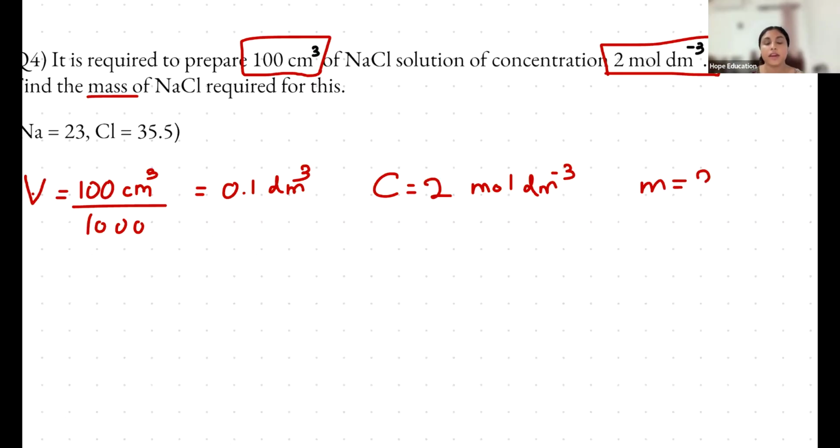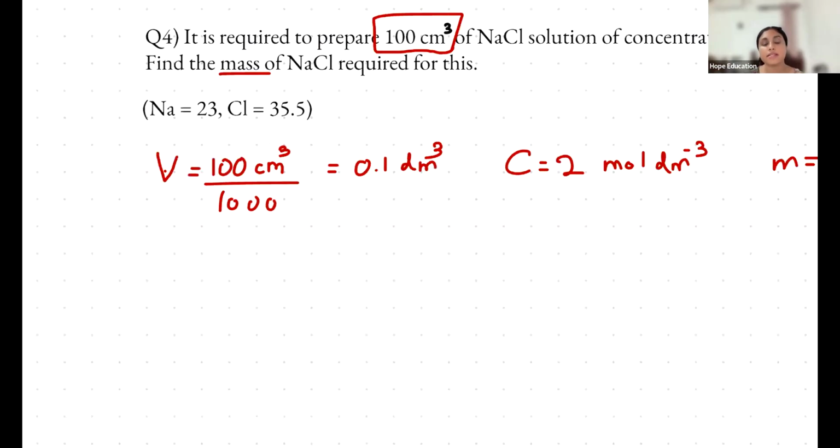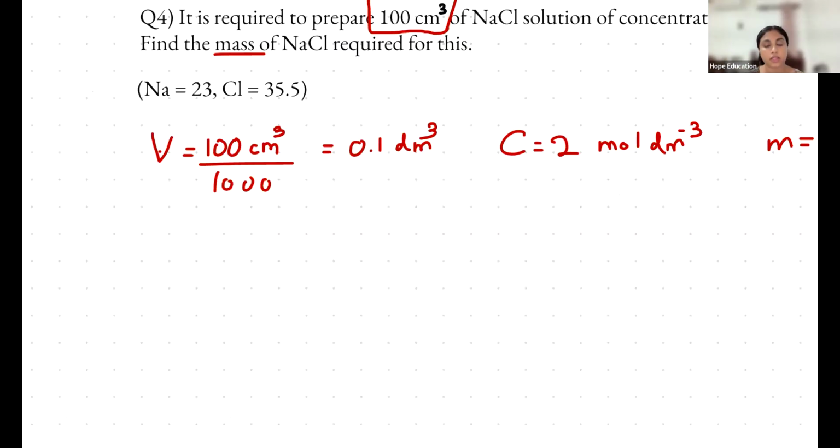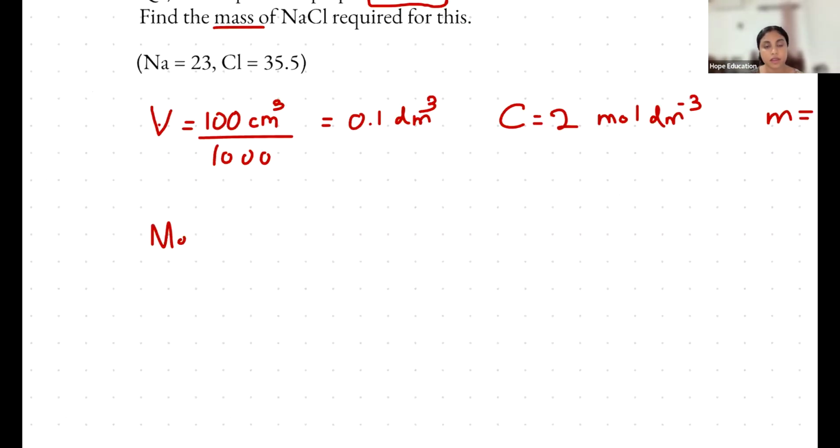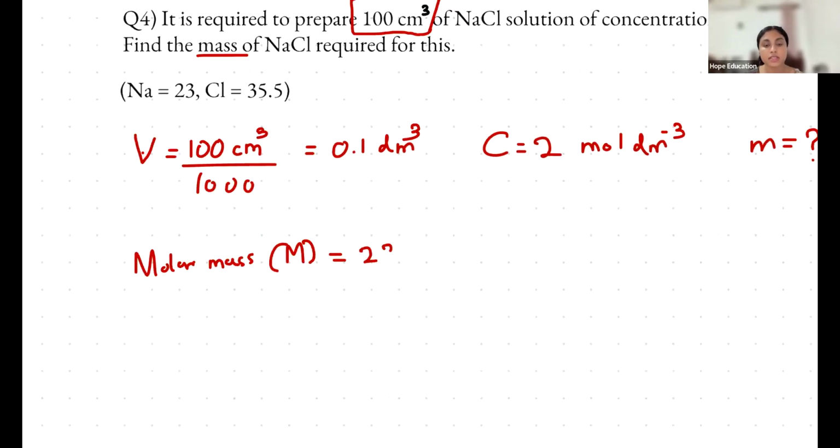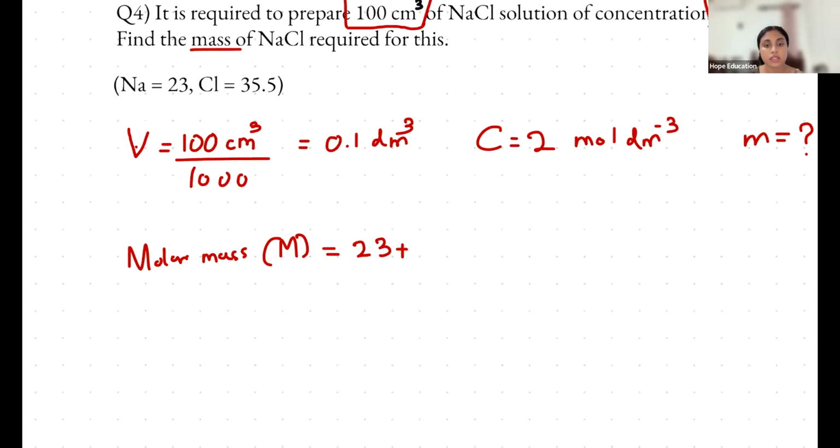Relative atomic masses are given, which means we can also calculate the molar mass. So I'll calculate the molar mass as well. Molar mass, which is symbolized by capital M. Sodium is 23, chlorine is 35.5. So I get the molar mass as 58.5 grams per mole.